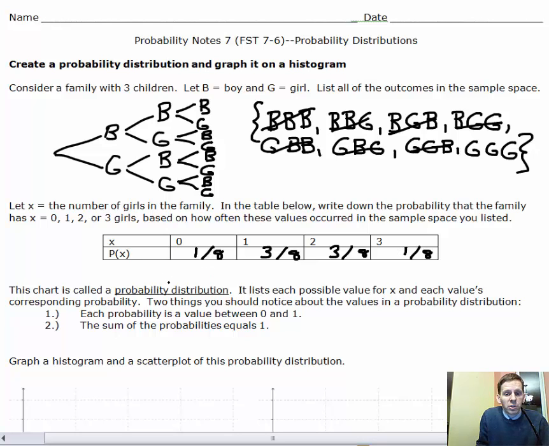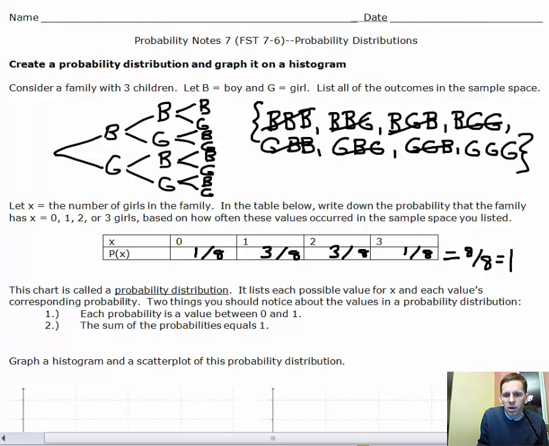This chart we finished off with is called a probability distribution. It lists each possible value for x and each value's corresponding probability. 2 things you should notice about the values in a probability distribution. 1, each probability is a value between 0 and 1. The smallest number you can have in this list is 0. The largest number you can have is 1. So no negative numbers, nothing above 1. Secondly, the sum of the probabilities equals 1. If you were to add these 4 probabilities together, 1/8 plus 3/8 plus 3/8 plus 1/8, you get 8 over 8. That's equal to 1, and that should always be the case when you add these probabilities together.